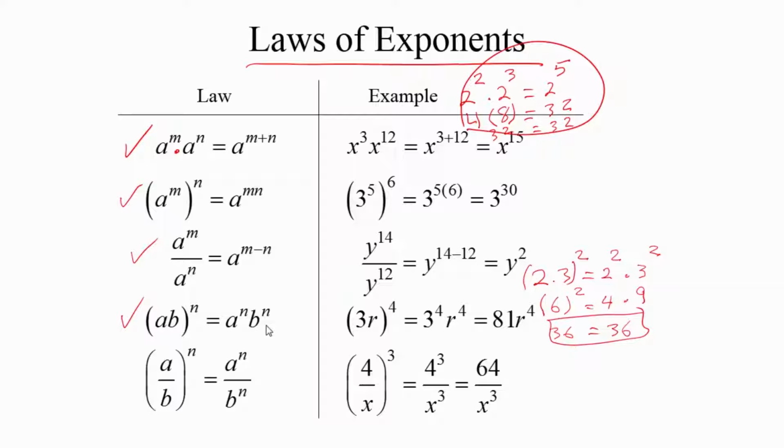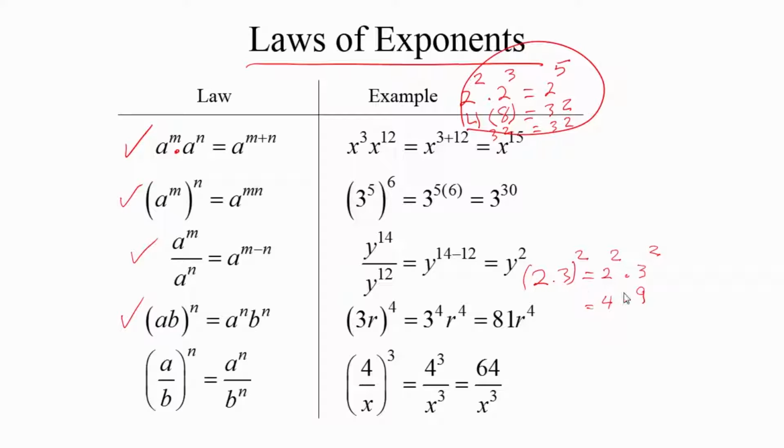Again, you have to know it is multiplication here. 3 times r, a times b. If it was a division, such as a divided by b to the n power, that one can also be separated. It would be a to the n power divided by b to the n power.